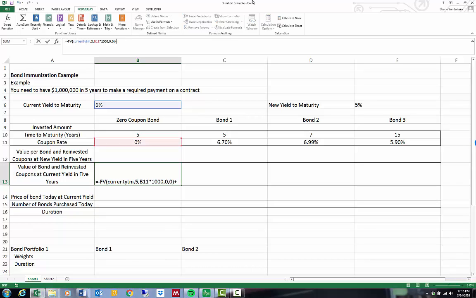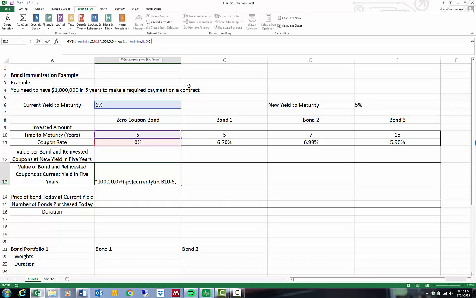Now I want to add in my present value, so plus negative present value. And the present value, the first argument is going to be the rate. Again, that's the current yield to maturity. The number of periods is going to be my time to maturity in years minus 5. And if you go back and look at that timeline that I showed you, you'll see why. So if we have 7 years to maturity, we would actually have 2 years left at time 5. In this case, we don't have any time left. So here it would just be 0.